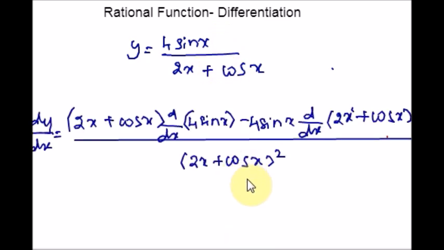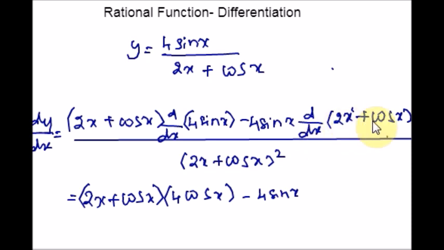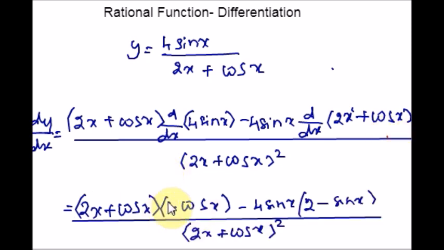I have just plugged in the terms in the respective places in the quotient rule. Now we are going to find the derivative of these terms. Derivative of 4 sin x: take 4 outside and find the derivative of sin x. Derivative of sin x is just cos x. Am I right? Now let's find the derivative of 2x plus cos x. Derivative of 2x is just 2 and derivative of cos x is minus sin x. Plug in correct signs. Since we have parentheses, we are going to distribute.